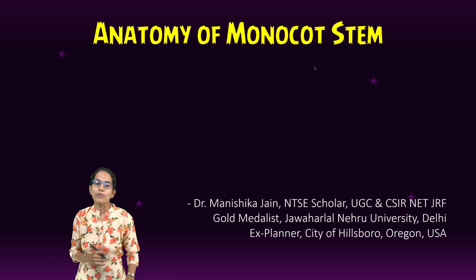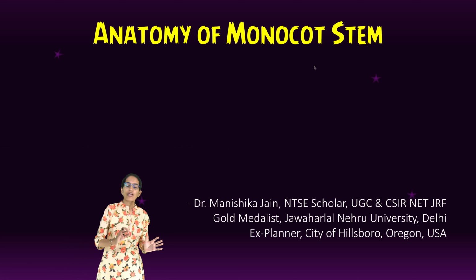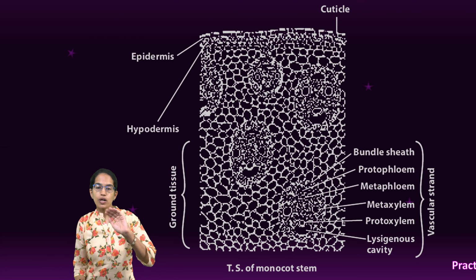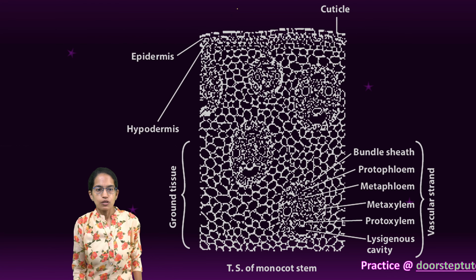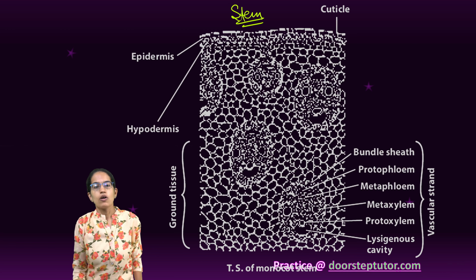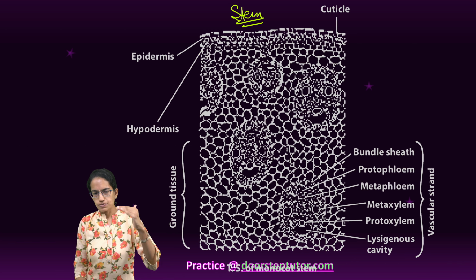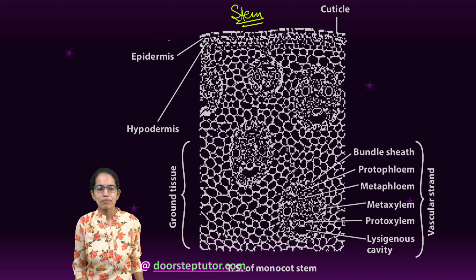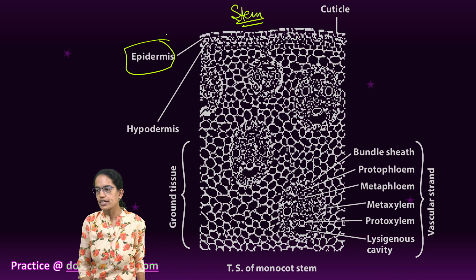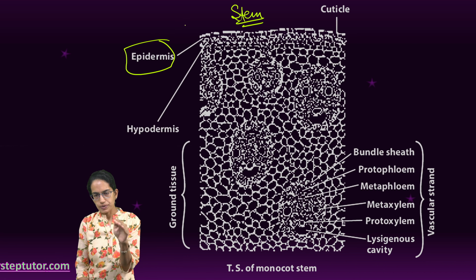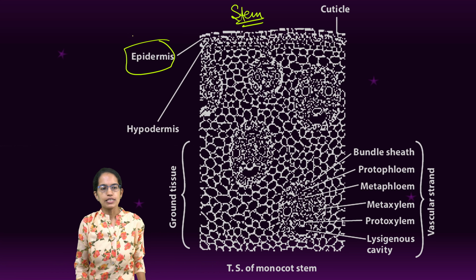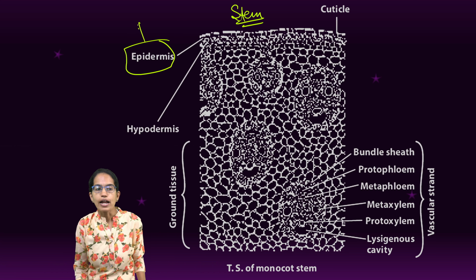Coming to the anatomy of monocot stem, monocot root and monocot leaf, we had already discussed in the past lectures. Now when we talk about monocot stem, note this is a stem of a monocot plant. Now let's come layer by layer. So epidermis, as we know, is the outermost layer, compactly arranged transparent cells, and most of the cells are barrel shaped and they are parenchyma cells, right?